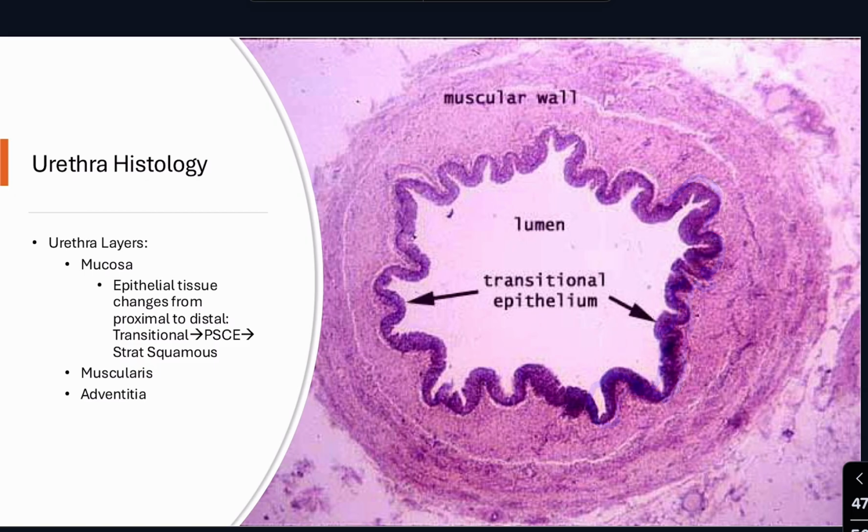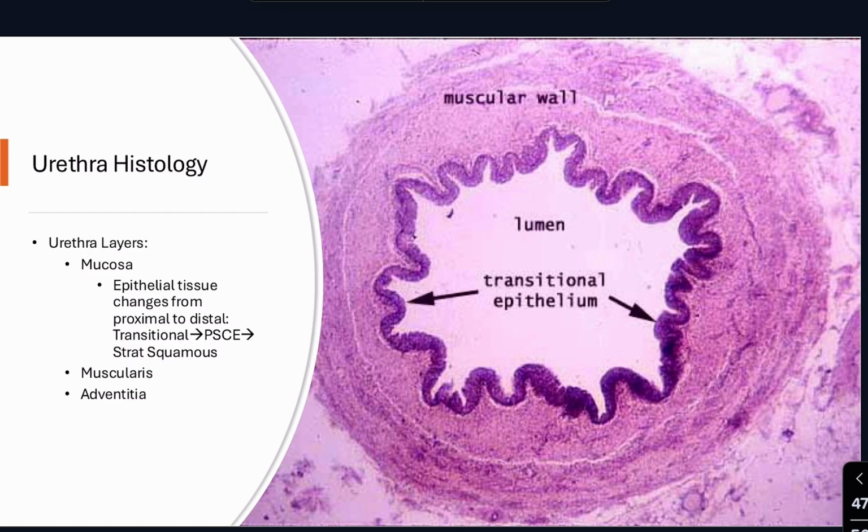Now, I'm not going to go too much into the urethra in this lecture. We're going to spend some more time on the histological differences between male and female when we get into the reproductive unit. But for now, just be familiar with the fact that it has a similar looking appearance, not as much of a muscularis layer as we saw in the bladder.